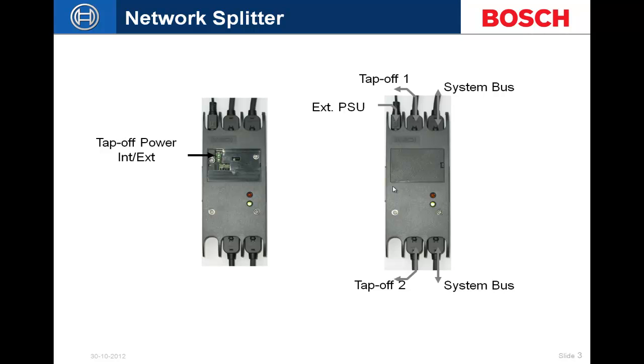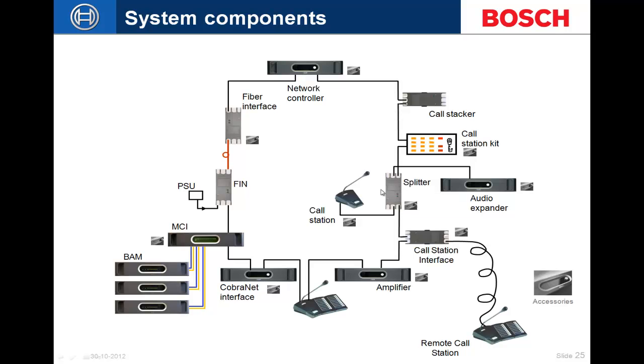External power supply is available to power those 2 tap-off points. So if they are loaded down with external gear and I'm nearing the point where my internal power supply within the network controller can no longer handle the power load needed, the external network splitter is a way to inject additional power using those tap-off points.